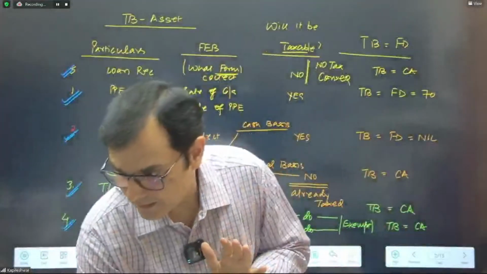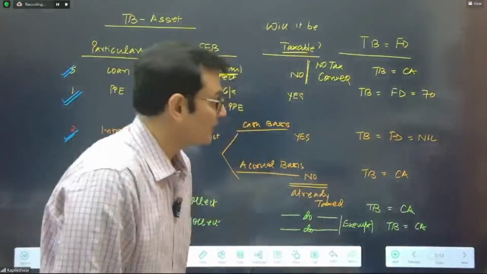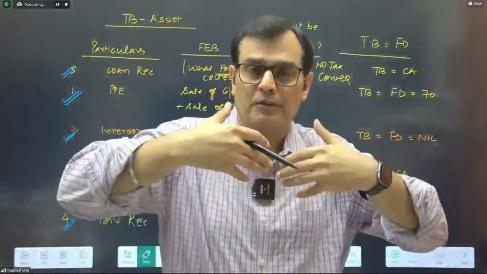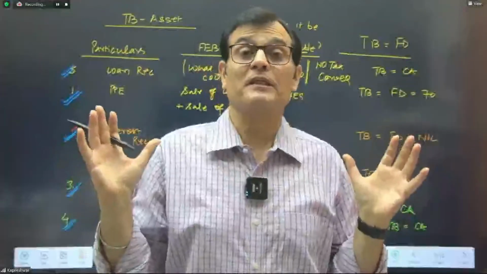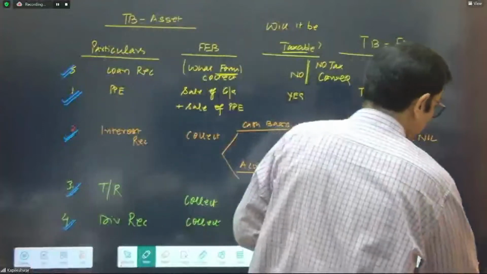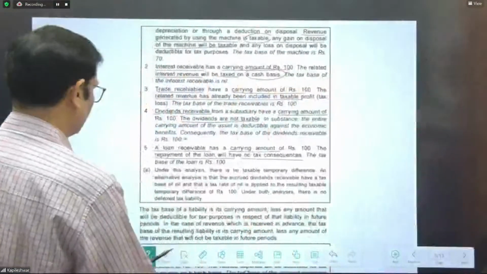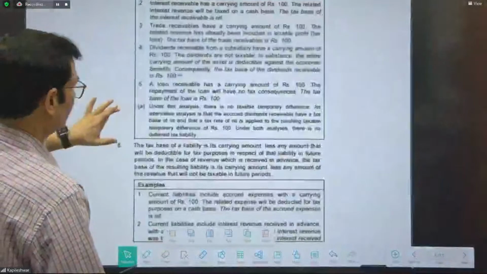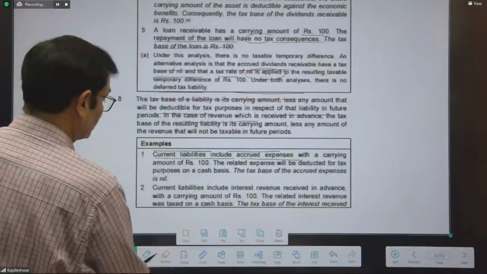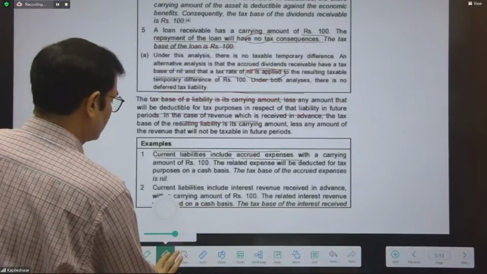Okay, that's great. I guess now we are ready to go to the next concept, and that is the tax base of a liability. You've just done the tax base of an asset, and now start thinking liability. So we are switching over to a new concept, the tax base of a liability. Now let's have a look at the definition very carefully, because this is going to give us a lot of beautiful concepts. Just watch this carefully.